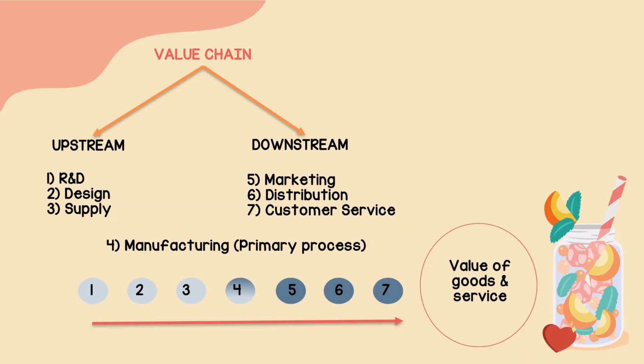Next is value chain. Value chain is a set of linked processes or activities that begin with acquiring resources and end with providing products that customers value. So there are two levels of value chain, which are upstream, which is acquiring resources, and downstream, which is providing products that have customer value.